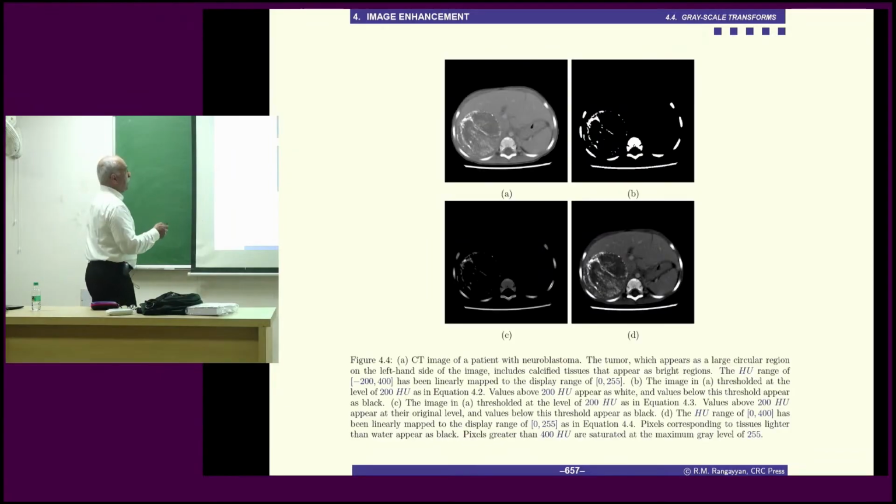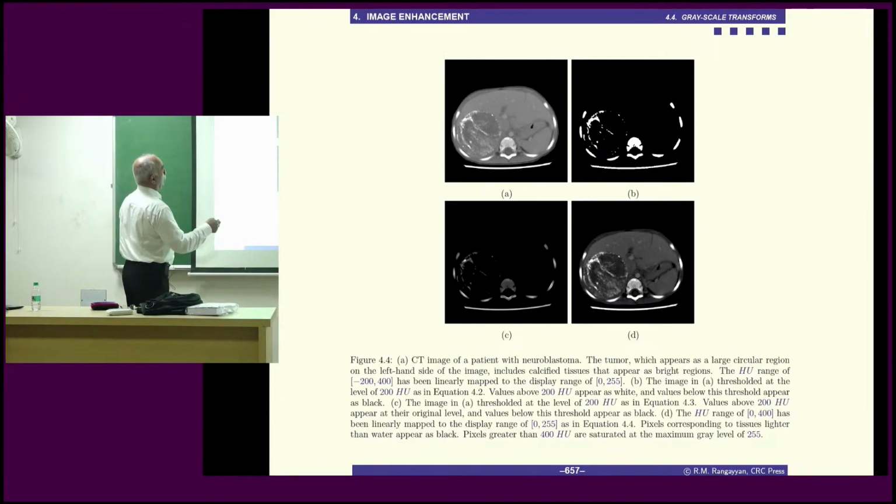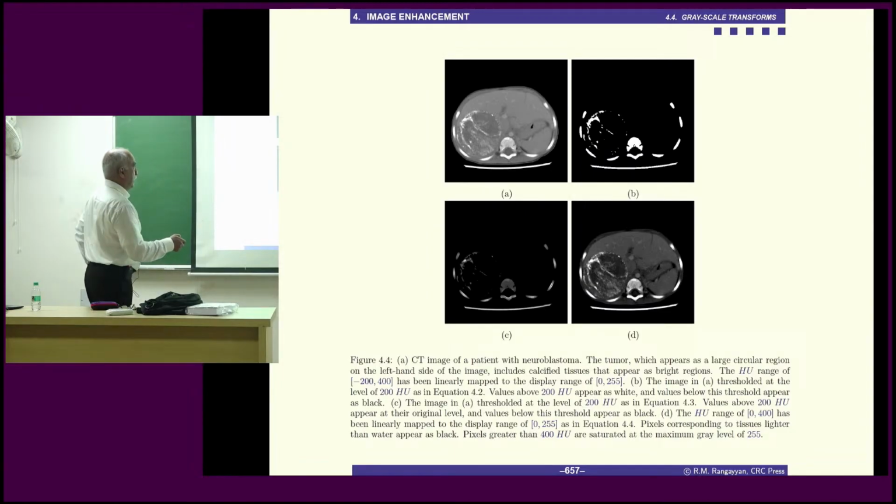So here is an example, a CT image of the patient I showed earlier with neuroblastoma, the tumor. Here, B shows the Hounsfield unit range of minus 200 to plus 400. Anything less than minus 200 is black. Anything more than 400 is saturated to 255. This is thresholded at 200 Hounsfield units. So the calcified tissues, the bones, the spine, spinal column, and the examination bench of the CT scanner, they are visible. So you have these bits of calcification within the tumor.